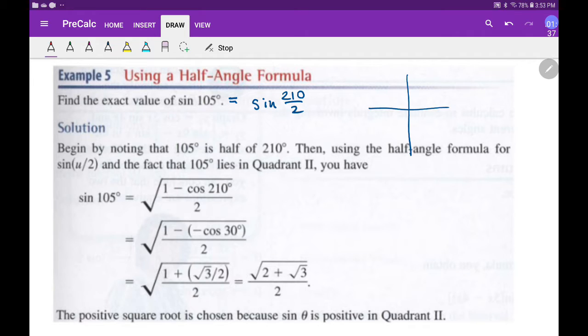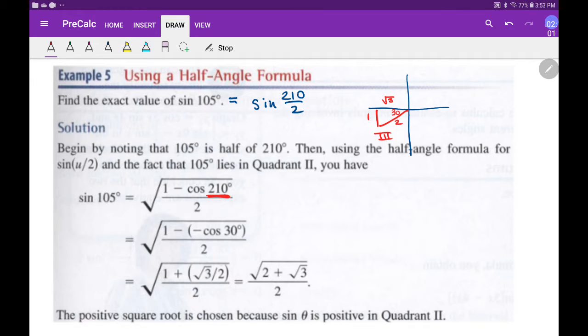210 is 30 degrees past the x-axis. So we have a 30-degree angle in quadrant 3. And then that means this is 1, square root of 3, and 2. And everything comes together there, whereas nothing was coming together for 105. We're quite pleased with 210. And that's what we get to use in the formula.